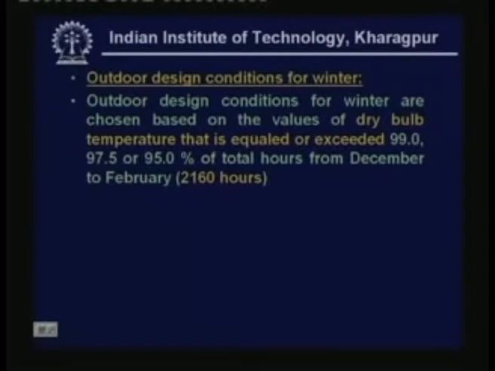So, if you count the number of hours, you will find that from December to February there will be about 2160 hours. So, if I am selecting, let us say, 99% value dry bulb temperature, that means 1% of 2160 hours, that is about 21 hours, the outside temperature will be lower than what is required. Okay, that means your heating system will be inadequate for 1% of the total duration of 2160 hours.